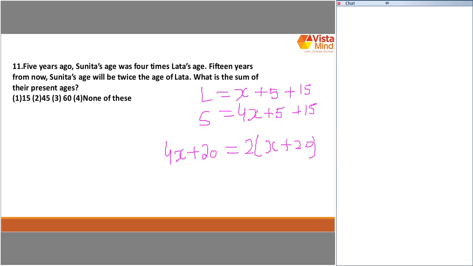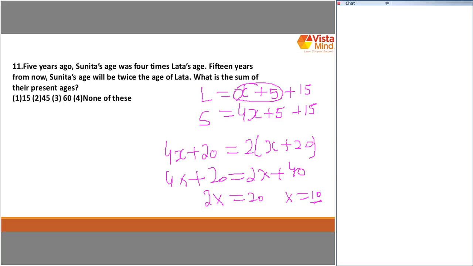So it becomes 4x plus 20 equals 2x plus 40, so 2x equals 20. The value of x is 10. Now it is asking for the sum of the present ages. The sum of the present ages will be x plus 5 and 4x plus 5. Putting the value of x, we get 15 and 45. The value becomes 60. Hence the answer is 60. Is that okay, Bibu?